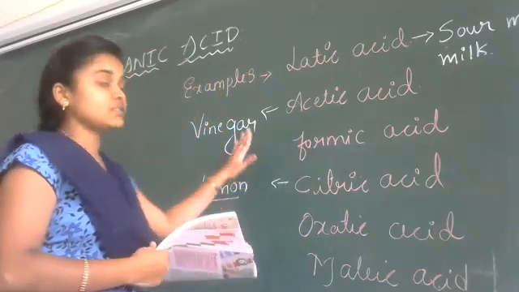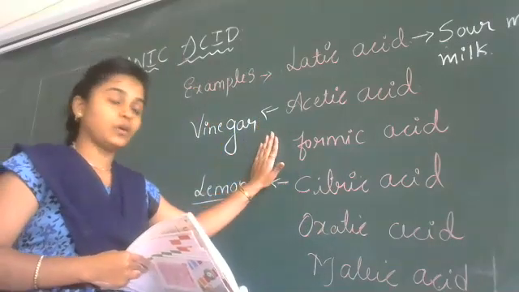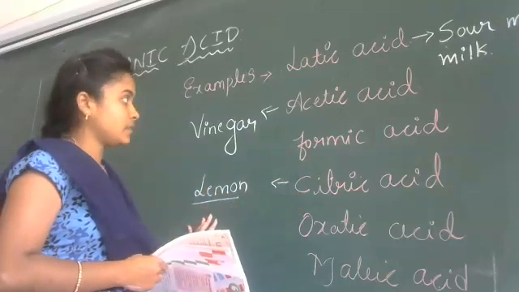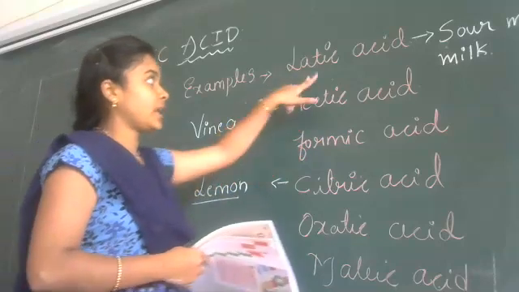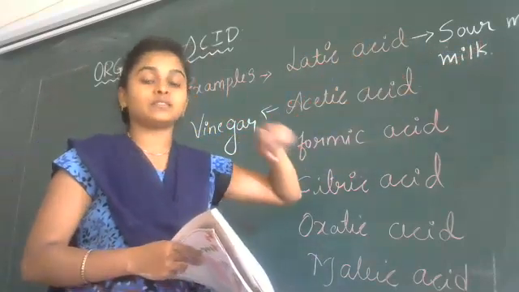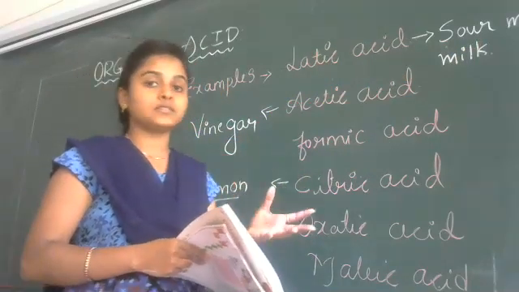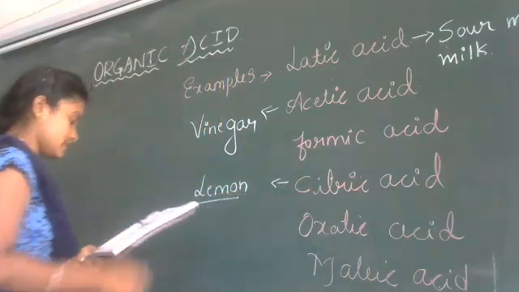So here I am giving which food items or products contain what type of acid. Here we have seen citric acid that is present in lemon. Then acetic acid we can see in vinegar, and lactic acid that is present in milk. So these varieties of acids are present in different food products, and we can see all these acids.